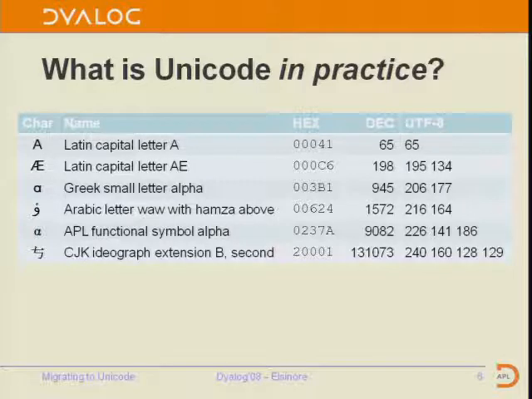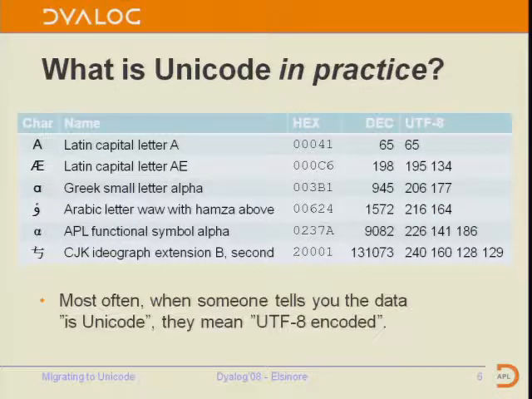In APL, when you're working with integers to represent them, if you have to do that, you would probably use a decimal representation. And then if you want to store them in a text file, if somebody tells you that the data is Unicode, what that usually means is that it's a file which is UTF-8 encoded. So there are a bunch of different encodings. We'll get back to that later.